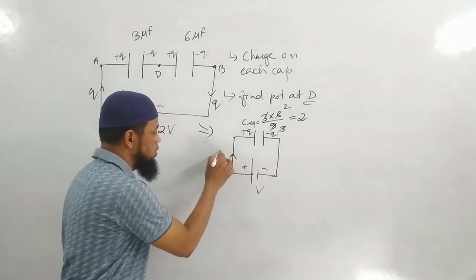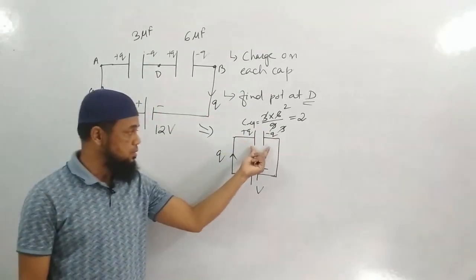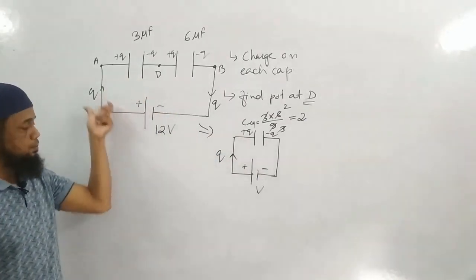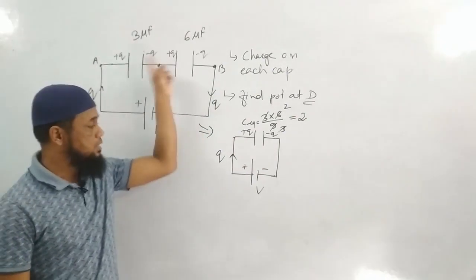Here also Q charge is flowing in the circuit. So these two capacitors we have replaced by a single capacitor. This should draw the same charge as was drawn by this group. Then this particular capacitor will be called the equivalent of these two.